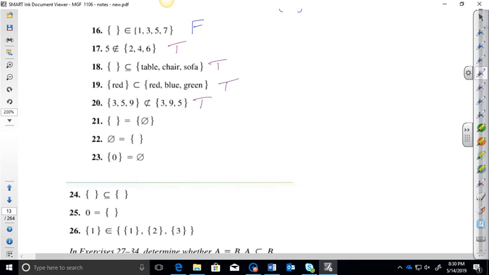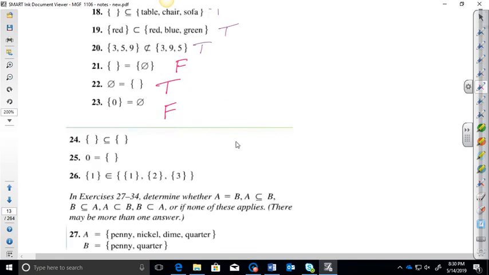Number 21, what do you think? That's false, because the left side is the null set, but the right side is a set with one element. So it's false. How about 22? True. 23? False, because it's not an empty set. It has an element.